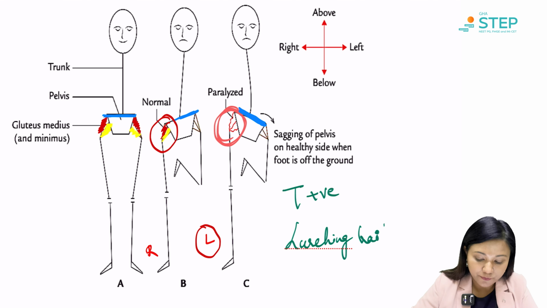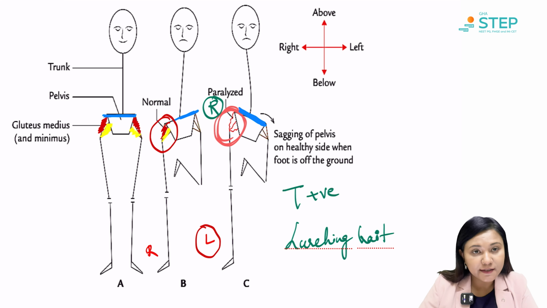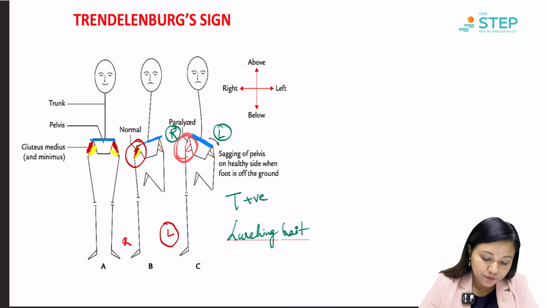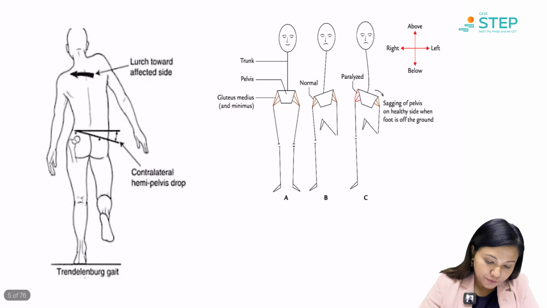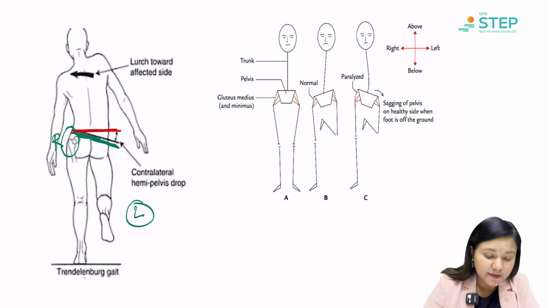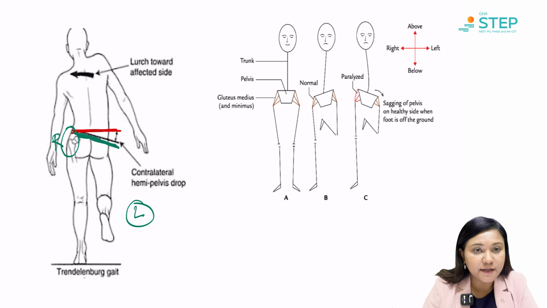So if there is paralysis of the gluteus medius and minimus of the right side, then there will be sagging down of the pelvis on the opposite side. That is about the positive Trendelenburg sign and the gait. In this image, as you can see, this is the normal pelvis, and there is tilting down of the pelvis on this side. If there is tilting down of the pelvis on the left side, then the right side muscles are paralyzed, and the gait is the lurching gait.